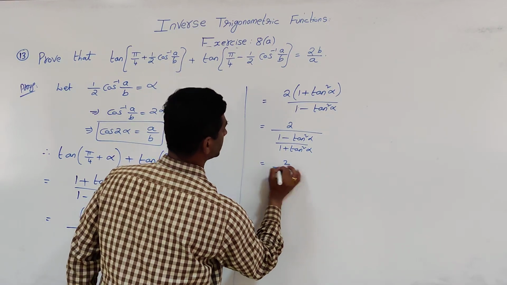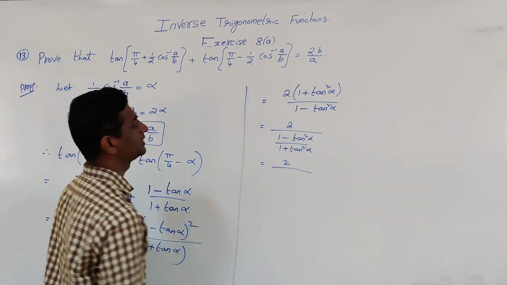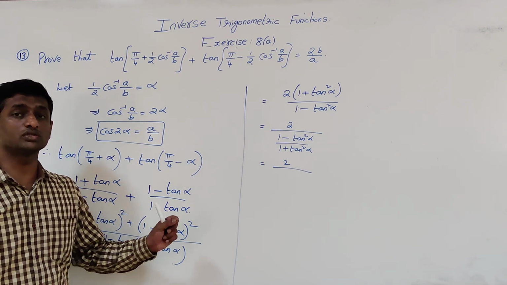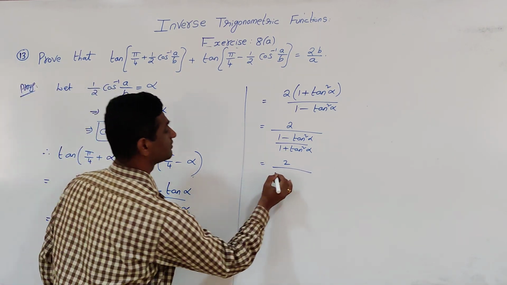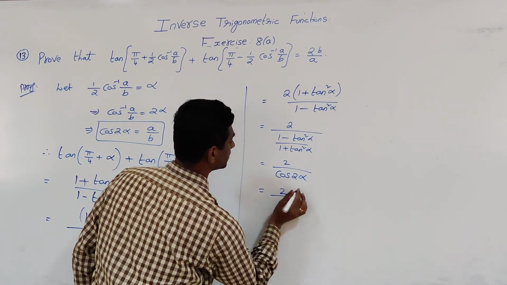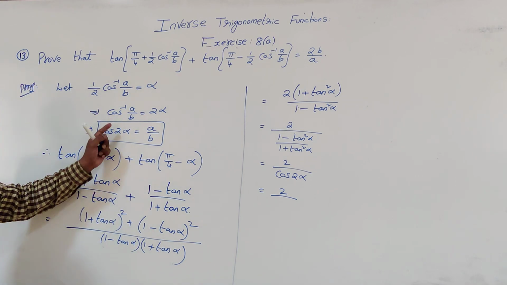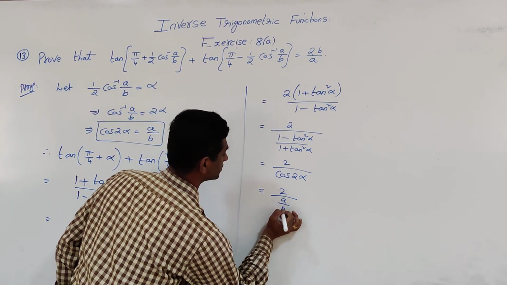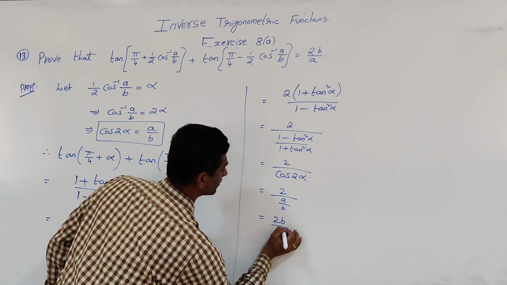So 2 by, and the denominator is in the form of 1 minus tan square theta by 1 plus tan square theta. That gives cos 2 theta. So here it will be cos 2 alpha. So 2 by, but what is cos 2 alpha? So cos 2 alpha is A by B. So it will be 2B by A.